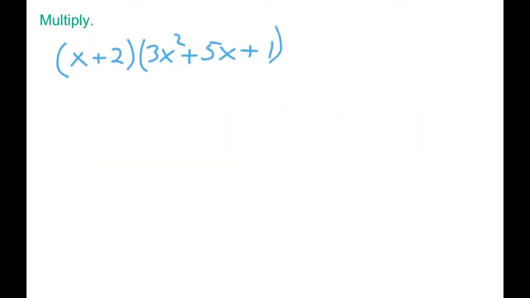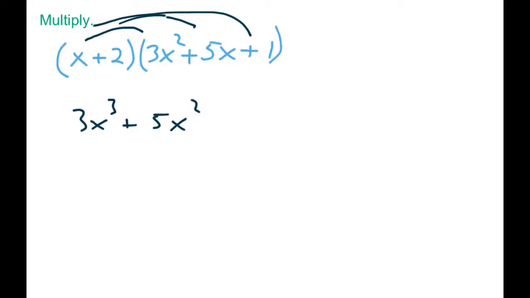Alright, now we have a binomial times a trinomial. Alright, no big deal. I've got to make sure I distribute to all three. So x times 3x squared is 3x to the third. X times 5x, 5x squared. X times 1 is x. Now 2. 2 times 3x squared is 6x squared. 2 times 5x, 10x. And 2 times 1 is 2.